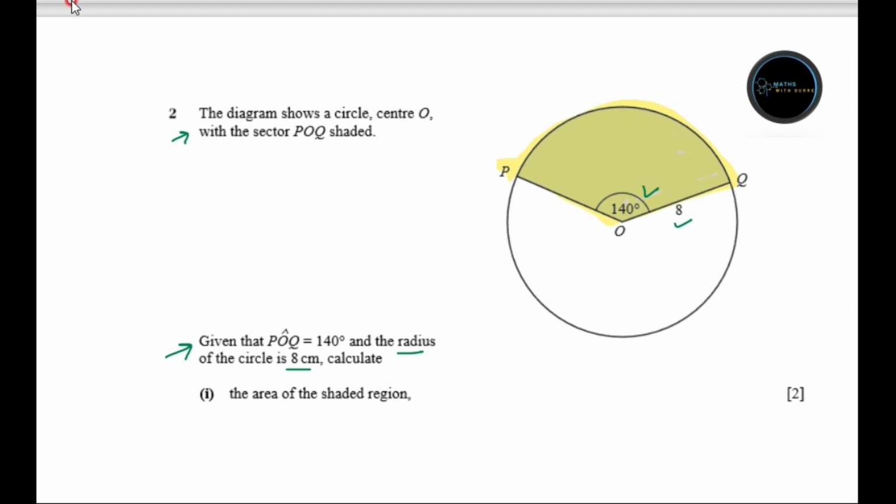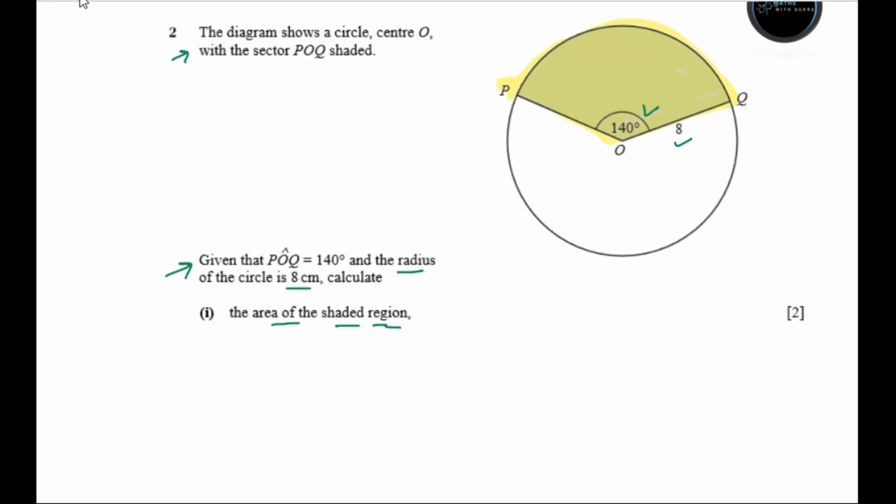So what do we have to calculate? We have to calculate the area of a shaded region. Now this is the question. How can we calculate the area of a shaded region? Can you identify? Can you find it? Is it a pizza slice? So you just need to find the area of the sector. How? The area of a pizza slice, as we already learned, is theta over 360 times pi r squared.